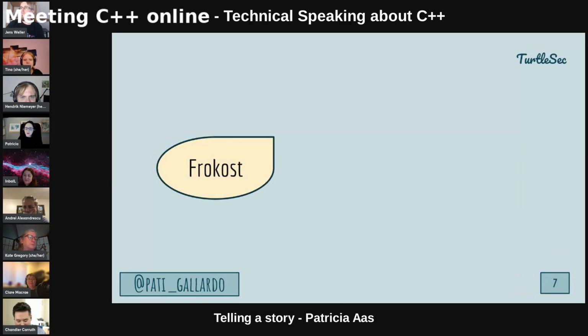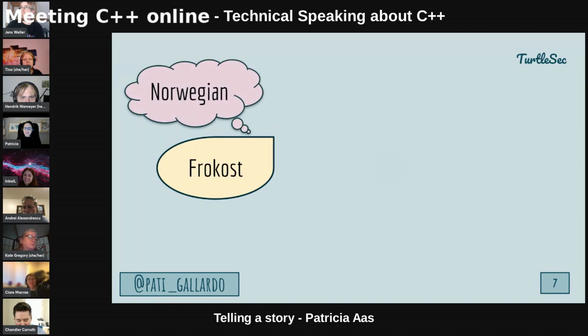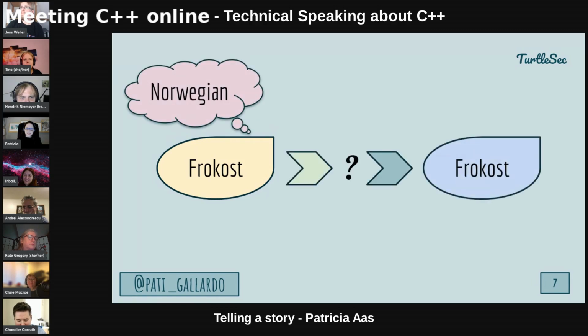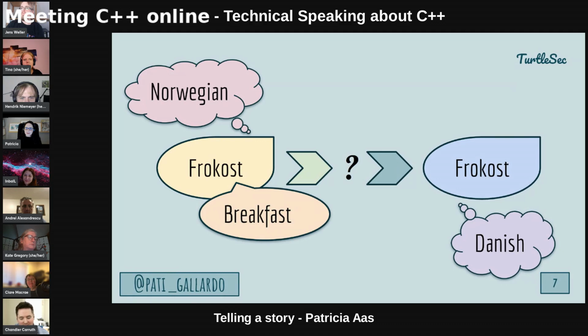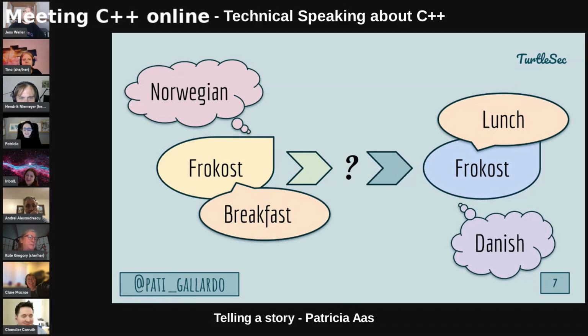So there's a word in Norwegian called frokost. And there's also a word in Danish called frokost, but said with a Danish accent. And in Norwegian, it means breakfast. And in Danish, it means lunch, which makes it extremely confusing all the time. Basically, either way you go, you don't know what meal you're talking about.